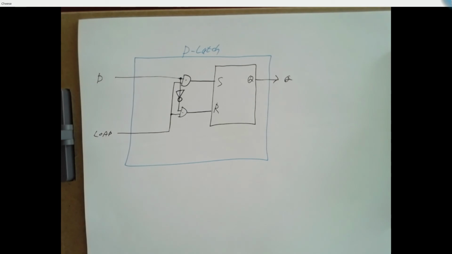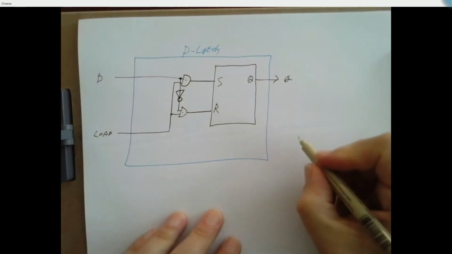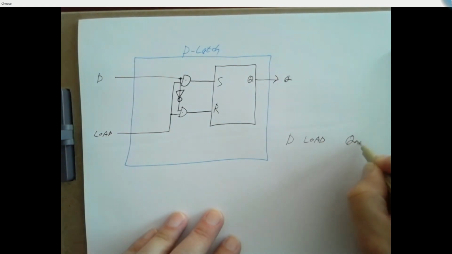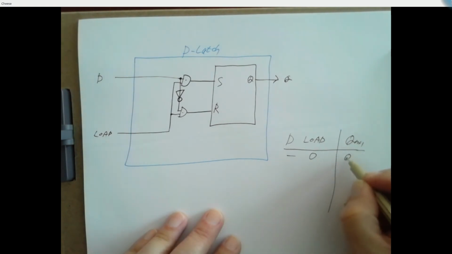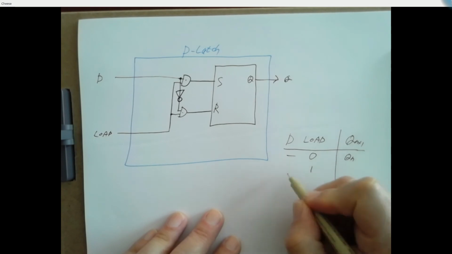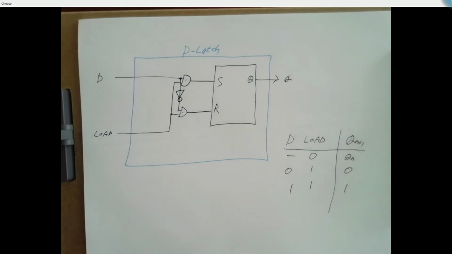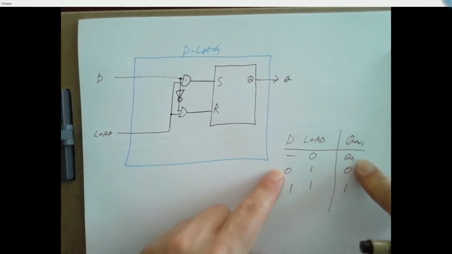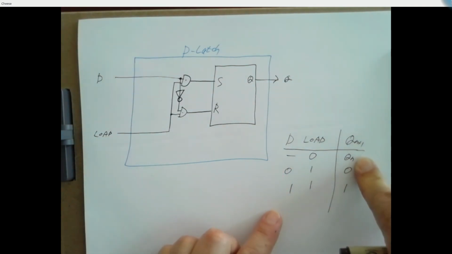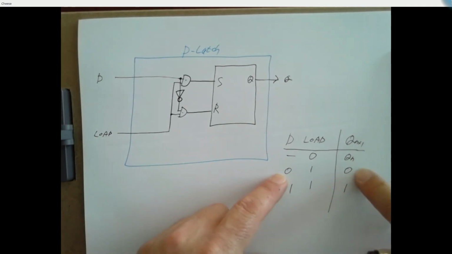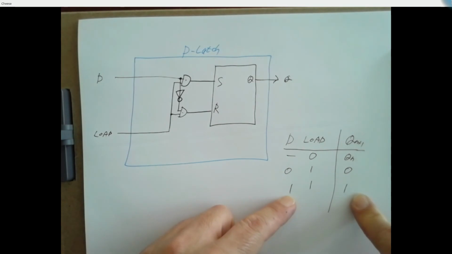So let me show you a truth table for this. If the load input is 0, it doesn't matter what the D input is. Qn plus 1 is just Qn. The new value of Q is the same as the old. If the load line is 1 and D is 0, Q will be a 0. If the load line is 1 and D is 1, Q will be a 1.